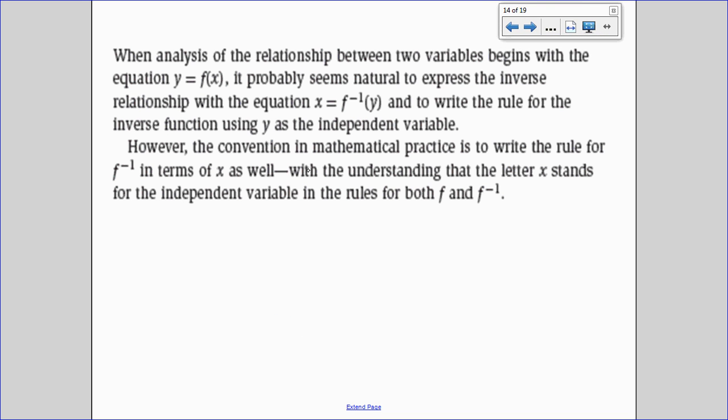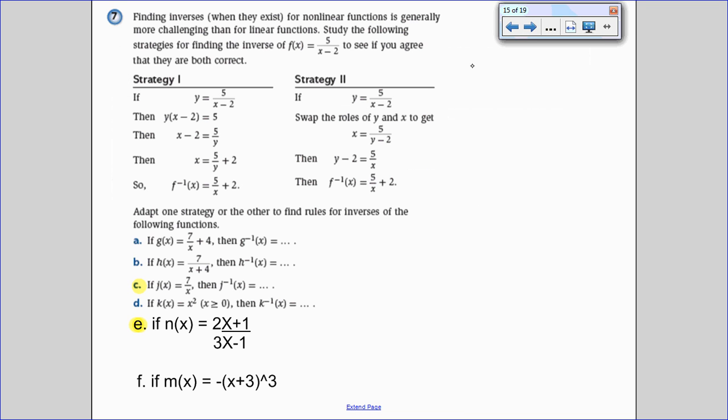There's a paragraph in the book, hopefully you read also, about the notation. We're trying to rearrange it so that I'm actually plugging in y values to get back to x values. So how we do that is we write this f inverse, but we still write it in terms of x. So that may look like this. So there's two strategies. I use strategy 2 here.